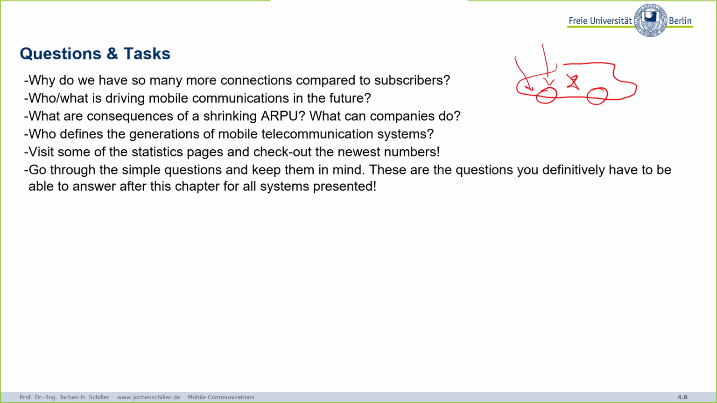And who's making money out of this? So someone has to pay for it. And who really wants to pay today for internet connectivity? That's one of the problems. But between cars, that's something different. That's completely different. So vehicle-to-vehicle communication, you're absolutely right.